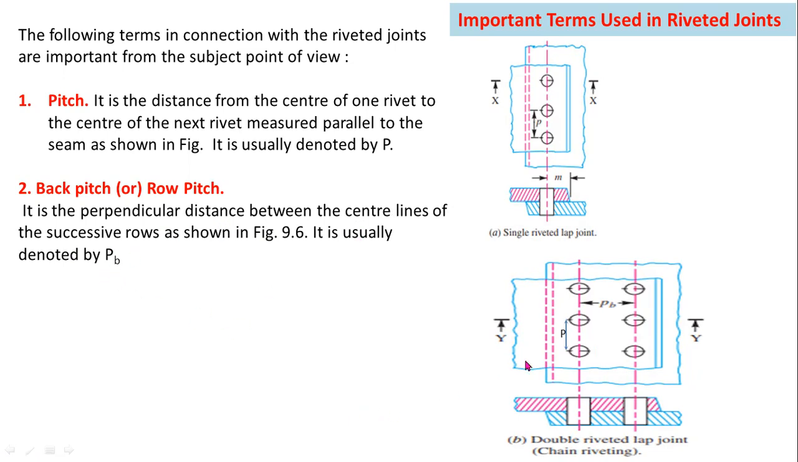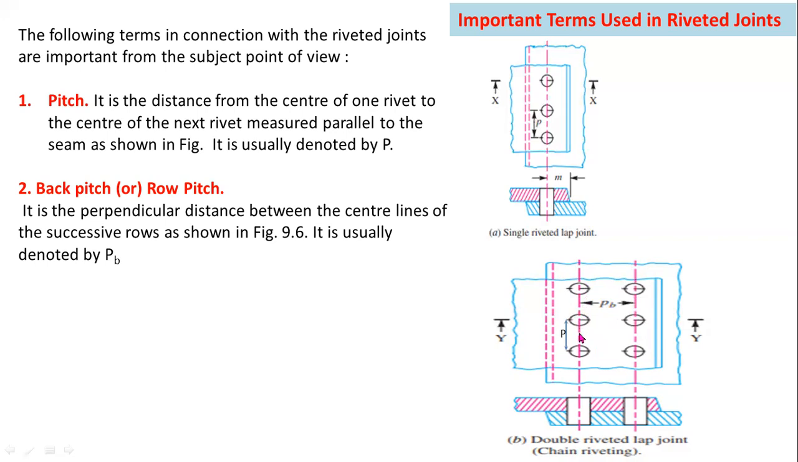So here this is the center line of a one rivet, this is the another center line. This is one row and this one is another row. The distance between two successive rows of rivets is called row pitch or back pitch. Row pitch or back pitch means the distance between two successive rows. The distance between two successive rows of rivets is called row pitch or back pitch.